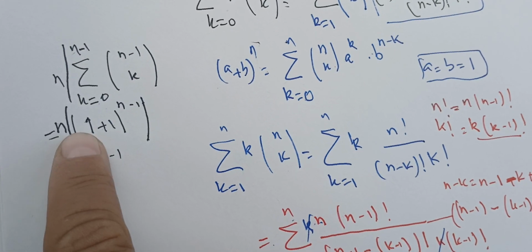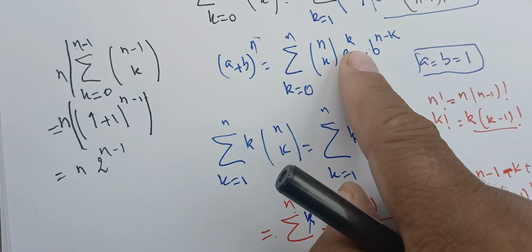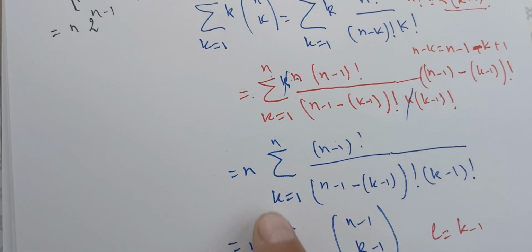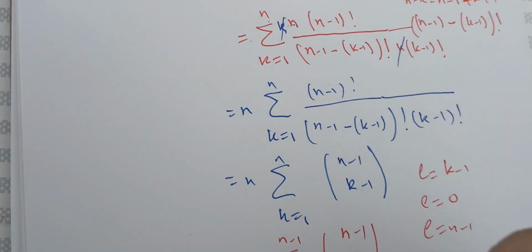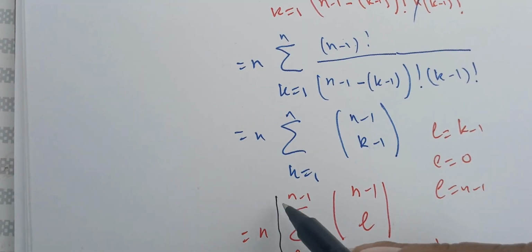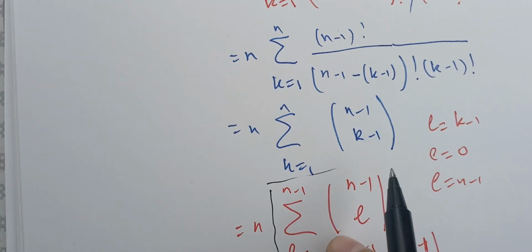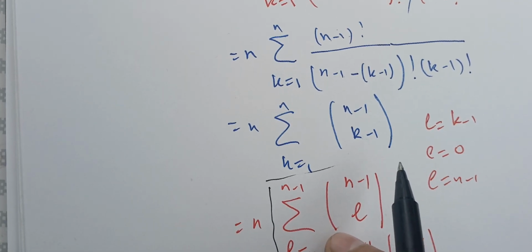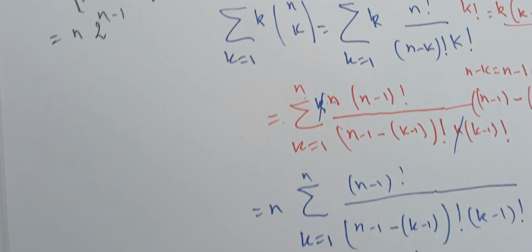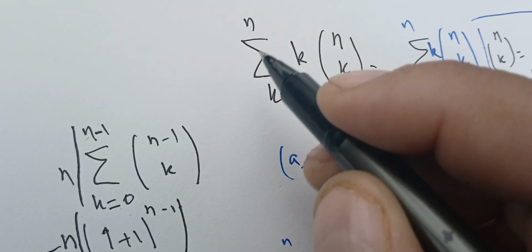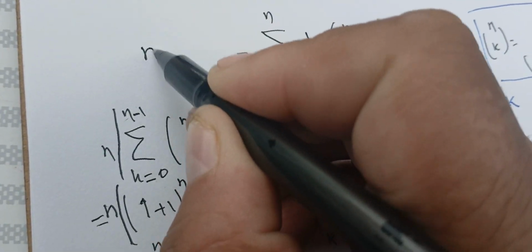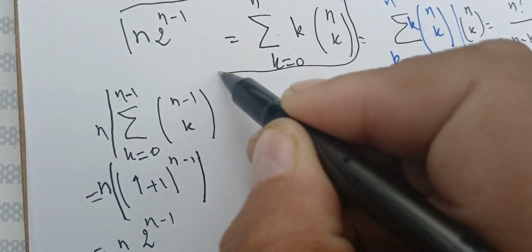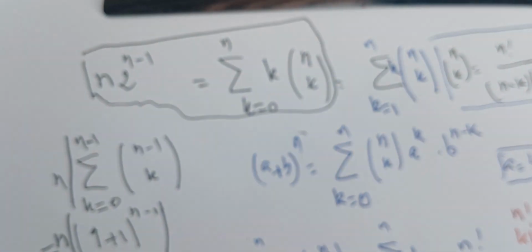Why do I have the n? Because I don't have the n in this expression. The n is coming from here, where I moved it outside. And this is the sum that I need. So therefore, my sum is equal to n times 2 to the power n minus 1. And that's what I need.